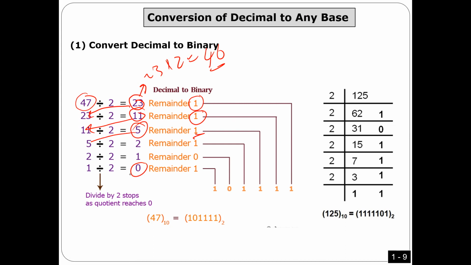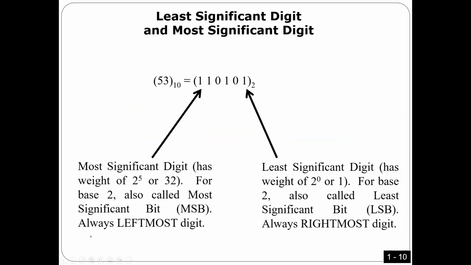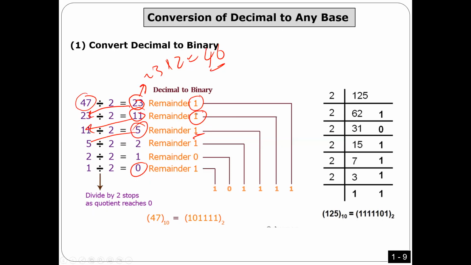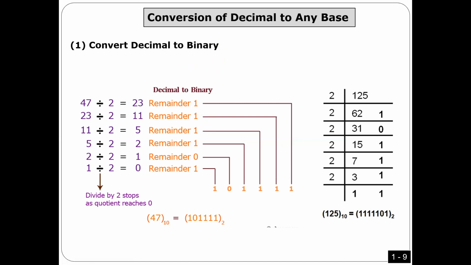Now the binary number is actually the remainders you get here. But the part that may confuse you is the order. Which one should be to the right? Actually, the first one you get is the least significant one, the one that comes to the right here.